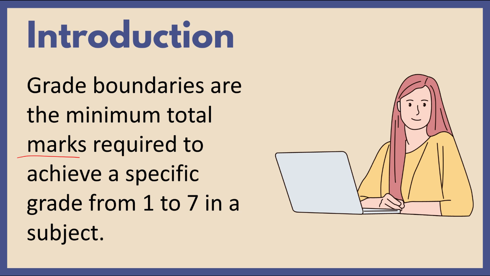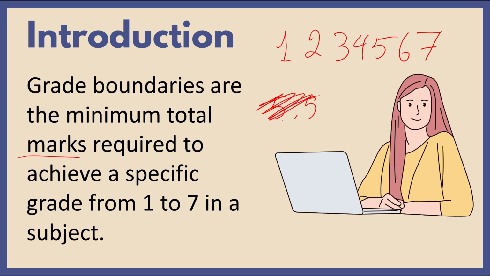in a subject. Your final grade in each subject, like physics, like mathematics, like geography, will be an integer, something between 1 to 7. 1, 2, 3, 4, 5, 6, or 7. We don't have 5.5. No, we have 5 or we have 6. The question is, if my overall performance is, for example, 62%, what is my grade?